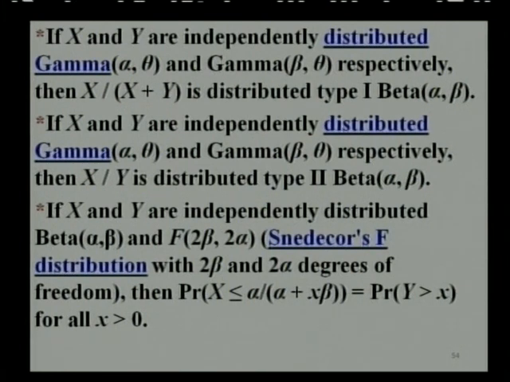So again, from the gamma distribution one can derive the beta type 1 distribution, if X and Y are both independently gamma variates with parametric values alpha, beta and theta. In a similar fashion, if X and Y are independently distributed as gamma, then X upon Y is also a beta variate of the second kind. And if X and Y are independently distributed beta(alpha, beta), then Snedecor's F distribution can be derived by considering 2 beta and 2 alpha as the parametric values of the beta distribution.